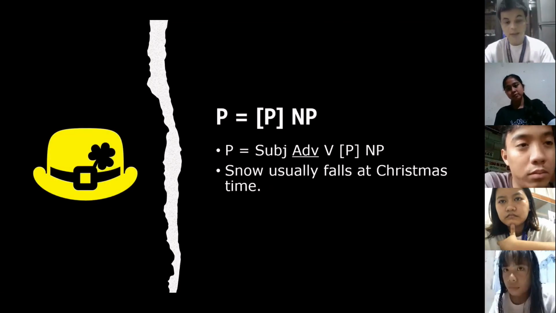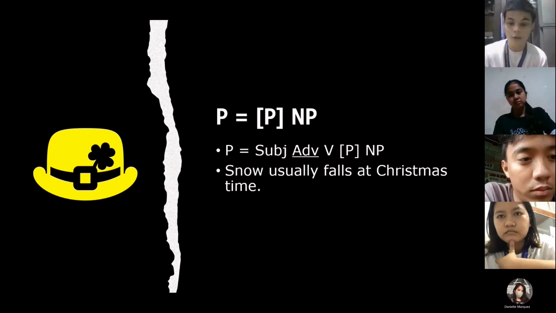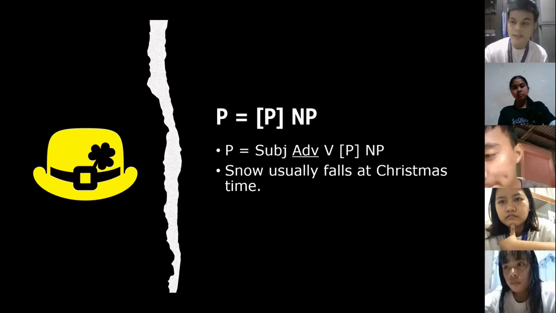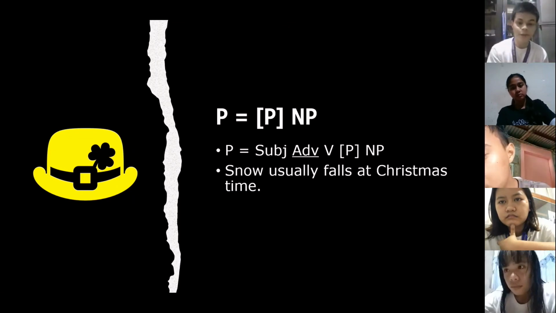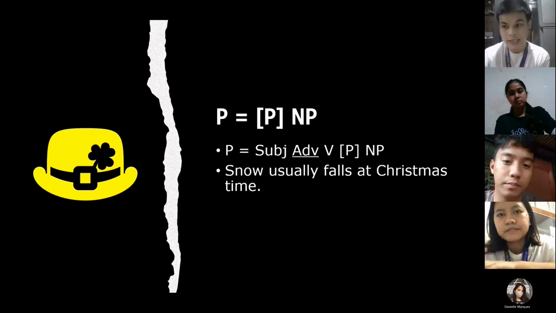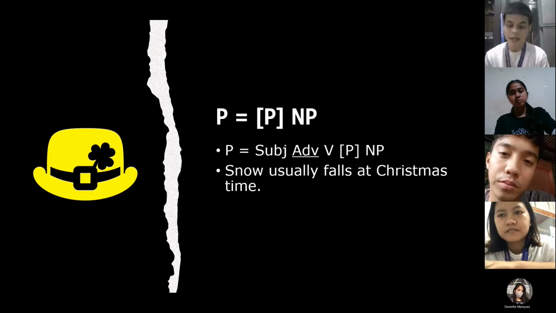Next, another sentence is, snow usually falls at Christmas time. Now, this sentence is entirely different from the first two since we are now using adverbs. First, let's take snow. What is the word classification of snow? That would be our subject. That is a noun. So technically, that is the main idea that we're talking about within this sentence. Comes your adverb. Why was it underlined, even though it is an adverb?